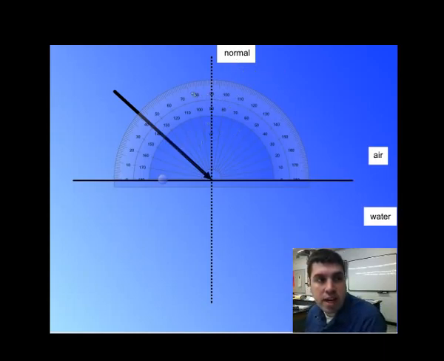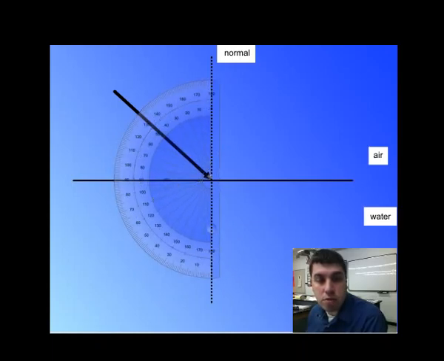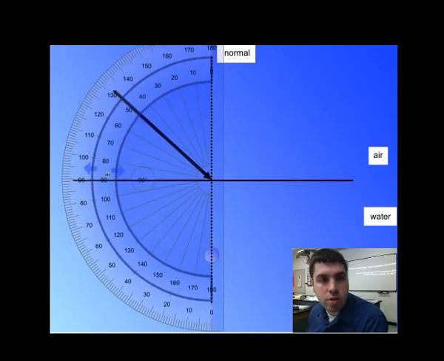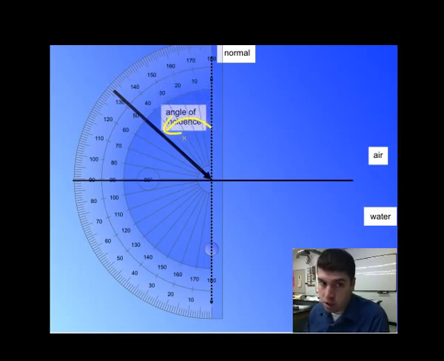Next thing I'm going to do is measure my angle of incidence. That's the angle between the normal and the ray that will tell me how this light is actually hitting there. So I'm using my protractor up against my normal now because every single angle I measure has to be from that normal. I'm going to make it a little bit bigger so we can see clearly the angle here. And in this case, it looks like it's about a 48-degree angle.